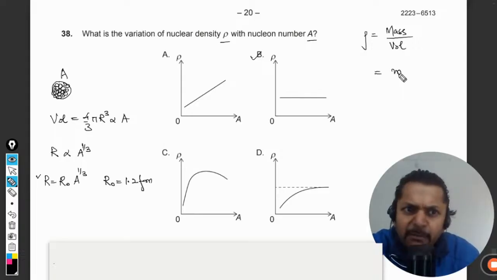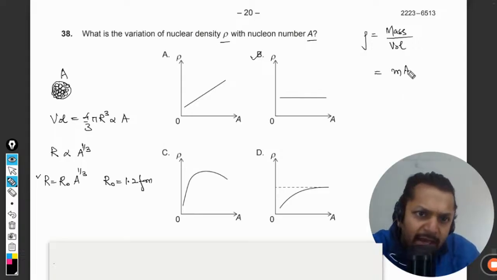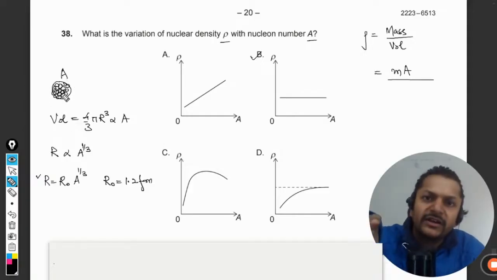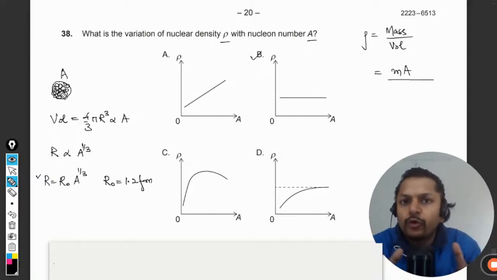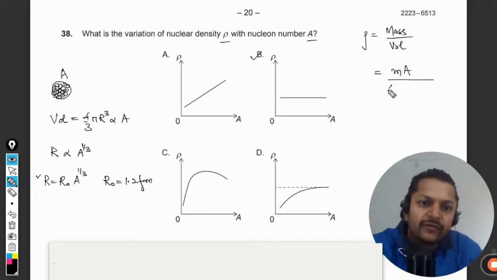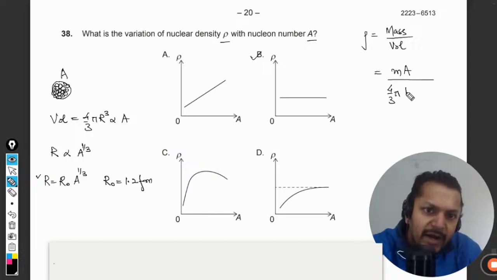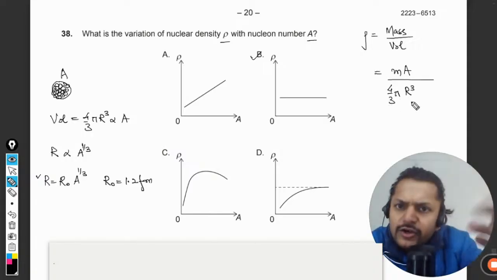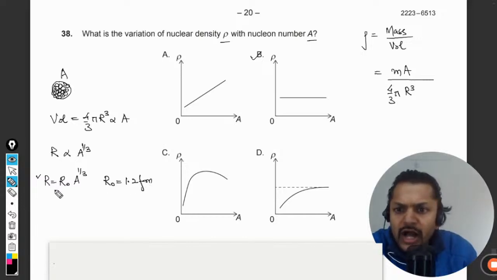I'm just taking it as M. M multiplied by A, the total number of nucleons which are present there. Nucleon means the total number of protons and neutrons. So that is multiplied here. This will be divided by the volume, which is 4 by 3 pi r cube. Let us say r is the radius for that very nucleus. So r is equal to this.